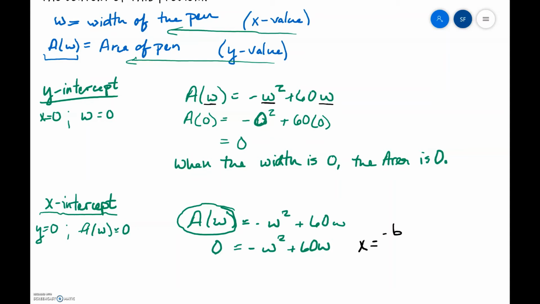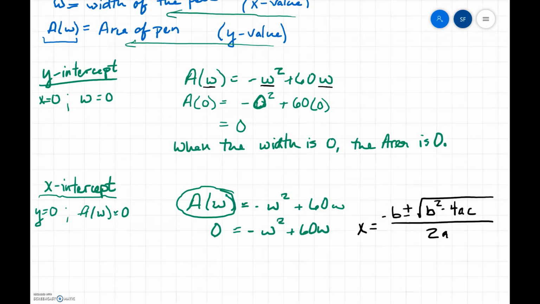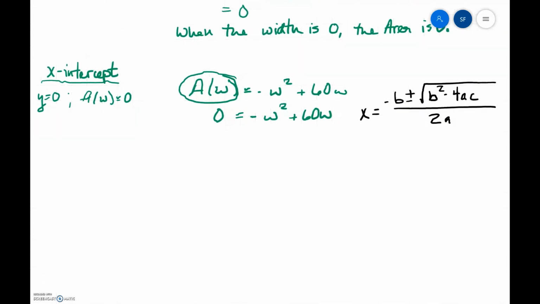And so this is the point where you use the quadratic formula to find the x-intercept of a quadratic equation. So remember, here is my quadratic formula. And so the next thing we have to do is determine what is the A, what is the B, and what is the C.